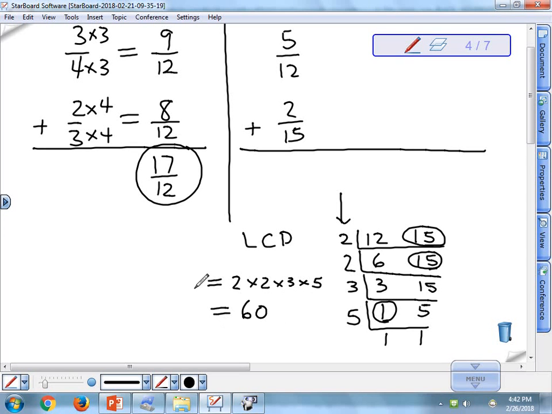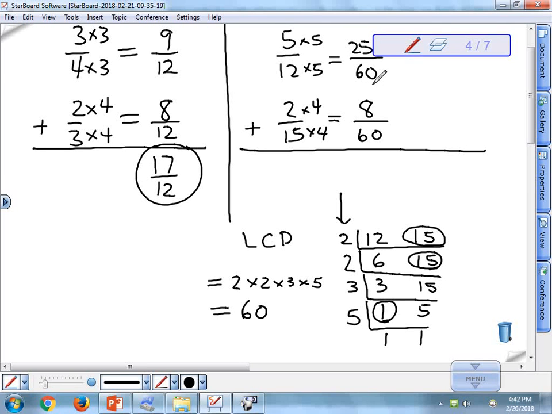So that means I'm going to be turning each of these fractions into something over 60. And I'm going to go ahead and set that up. Now that I have the least common denominator, I know it's going to be 60. Well, it turns out that 12 times 5 is 60. And so I need to multiply numerator and denominator by 5. That gives me 25 over 60. 15 times 4 is equal to 60. So I multiply the numerator and the denominator of the second fraction by 4, I get 8/60.